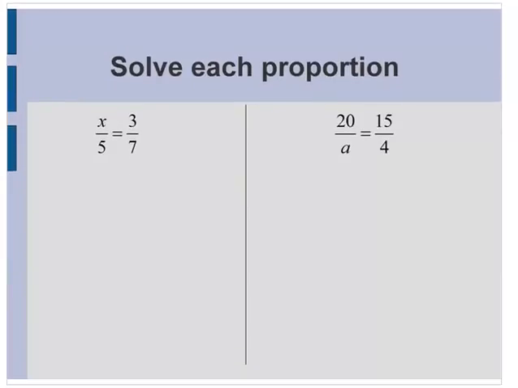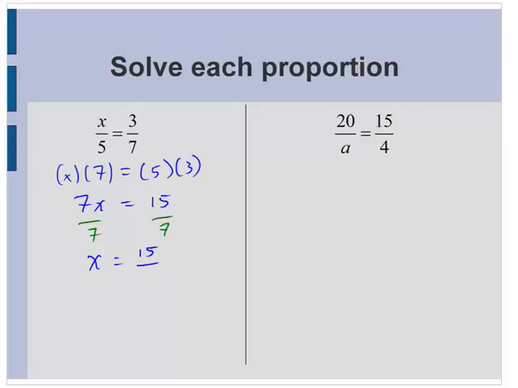Alright, so get a little bit of practice. Solve each of these proportions. Alright, so first one, x over 5 is equal to 3 over 7. We can solve it by using the cross products. X by 7 is the same as 5 by 3. So 7x is 15, and dividing through by 7, x is 15 over 7.